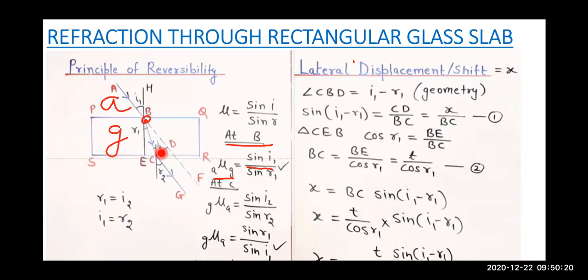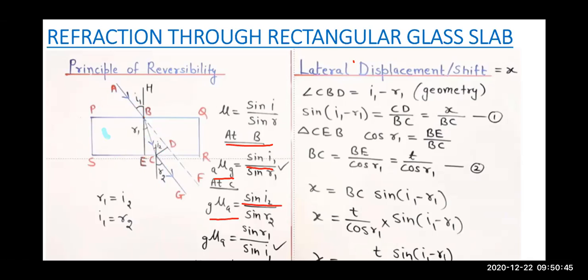Now let's apply Snell's law at point C. At point C, how will we write? Refractive index of air with respect to glass, as it is coming out from glass. So what was the angle in glass? The angle of incidence in glass is I2. So sine I2 upon sine R2. This much clear? Now what we have to do?